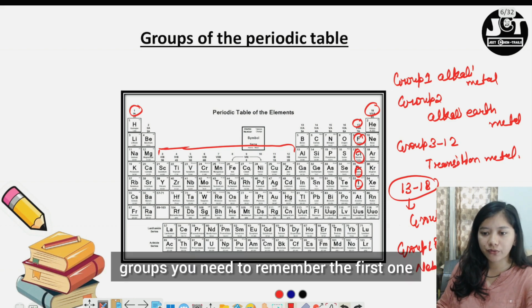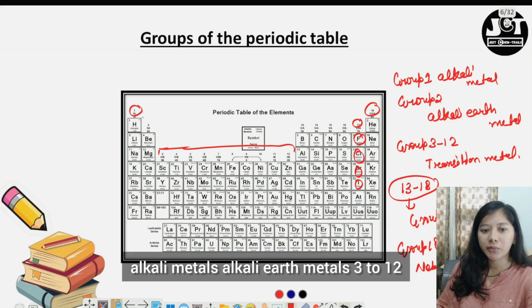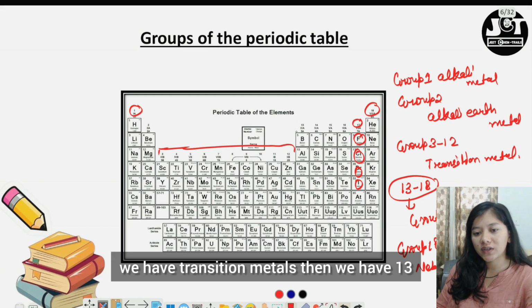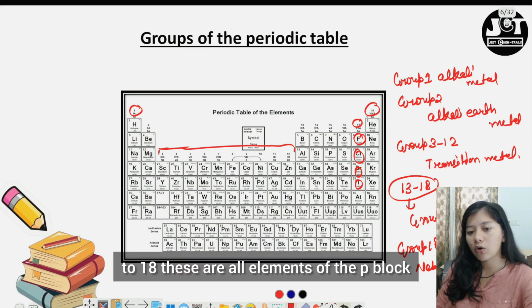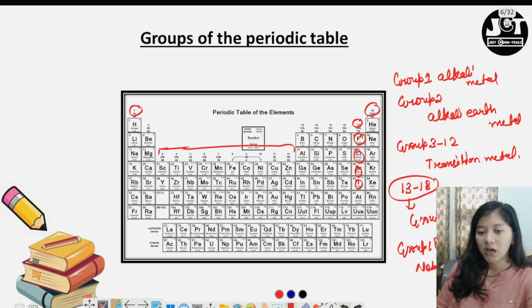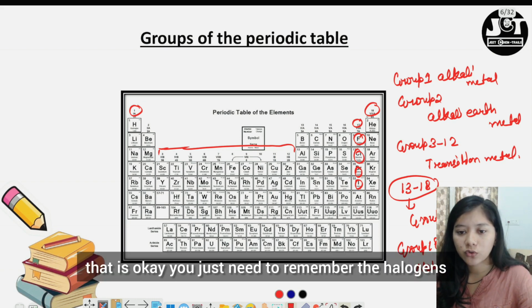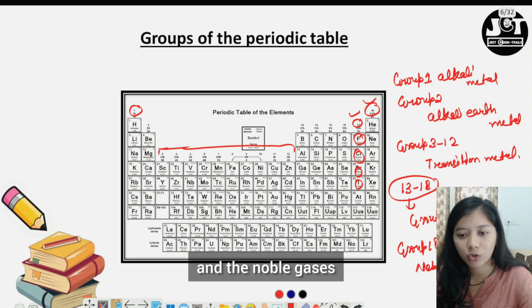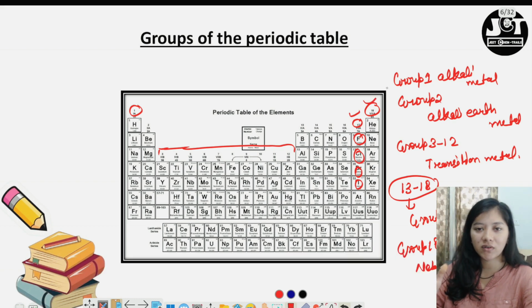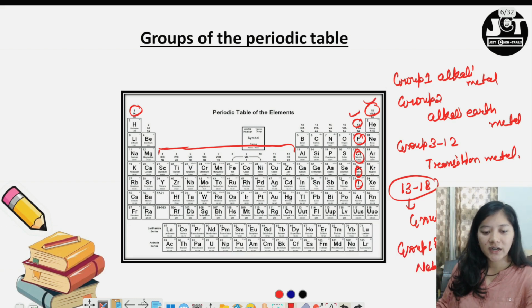Okay, so this is all about the groups. We have 18 groups. You need to remember the first one, alkali metals, then alkaline earth metals. From 3 to 12 we have transition metals. Then we have 13 to 18, which are all elements of the P block. If you don't know about the P block, that is okay. You just need to remember the halogens and the noble gases. That's it. Group number 17 and group number 18. Let's move on to the periods.